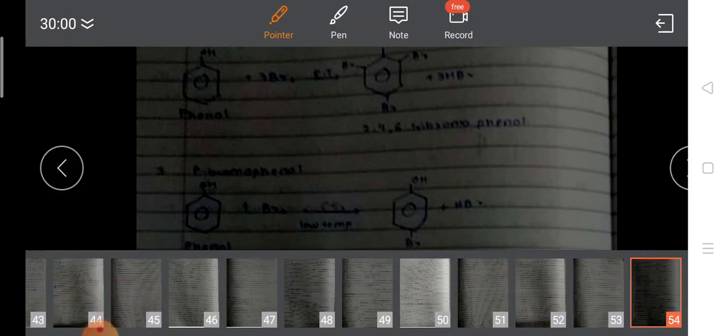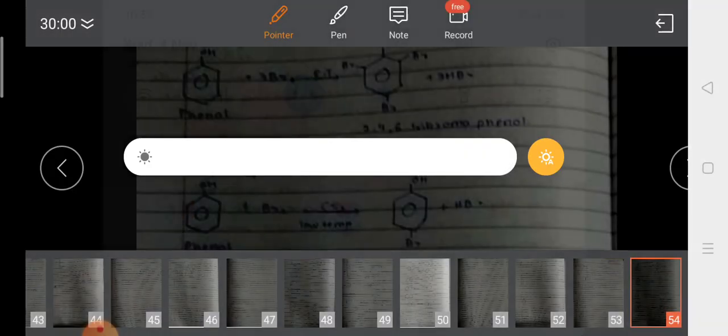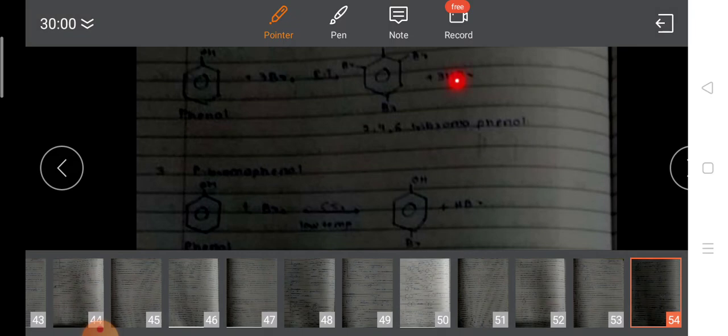Then next, 2,4,6-tribromophenol. Bromination we have to carry out at room temperature. You will get 2,4,6-tribromophenol. Very simple. This is the phenol, along with 3Br2 molecules. It will give you the formation of 2,4,6-tribromophenol at the ortho and para positions. The Br goes in, and it will give 3HBr.